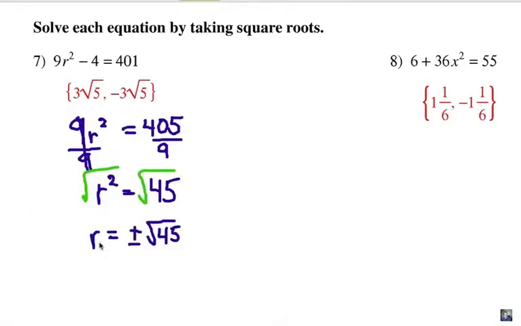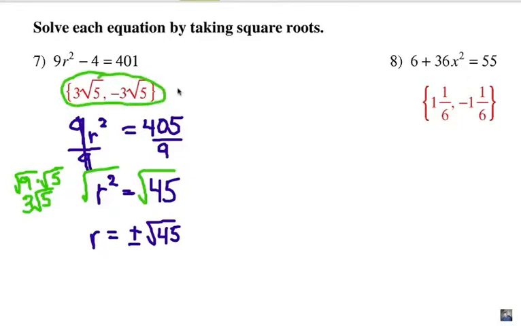Here's where we get the plus and minus part, because when we take the square root of anything, we're going to get a positive answer and a negative answer. So that's when we start putting in this plus minus sign there. And we're going to simplify radical 45 into radical 9 times radical 5. So we're looking for a perfect square number, which would be my 9 in this case, because now I can take the square root of 9 and get 3, and so it's 3 radical 5. That's why we have positive 3 radical 5 and negative 3 radical 5.